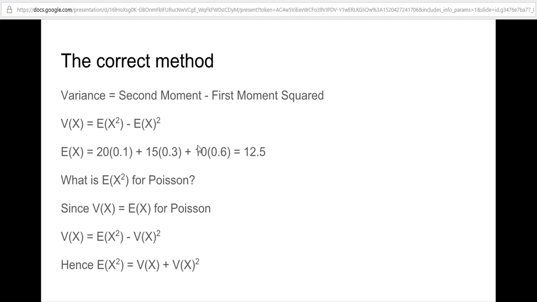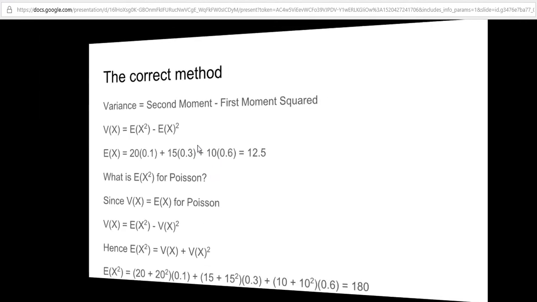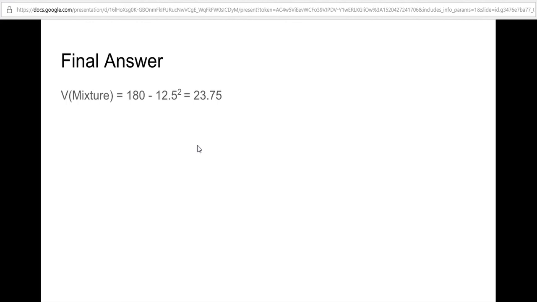Now what we're going to do is weight that. We have the expected value of x squared, so I'm just taking 20 plus 20 squared and doing that for each and weighting it by the respective probability. And I get the expected value of x squared is 180. So now, to get to our final answer, we take the expected value of x squared minus the expected value of x to the power of 2. When we do that, we get to our final answer of 23.75.